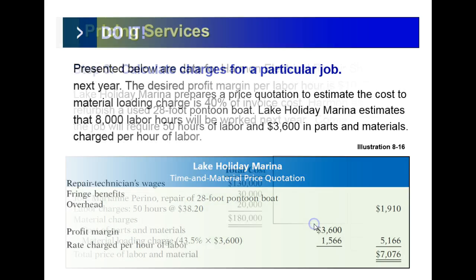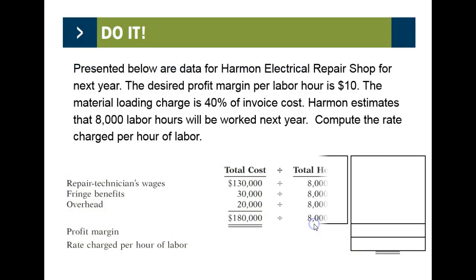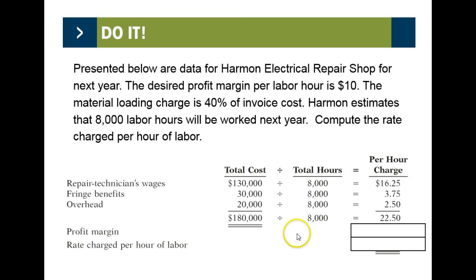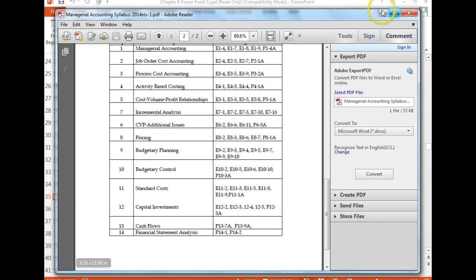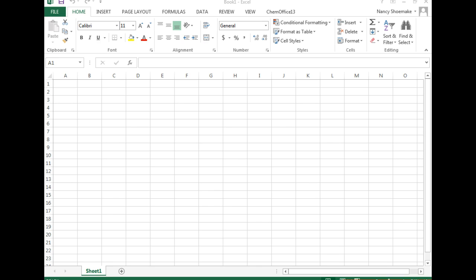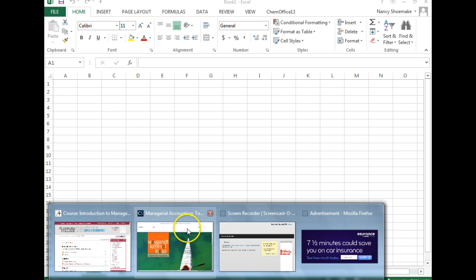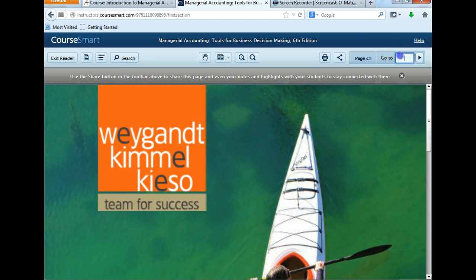I think we need to do some problems. Sometimes that's the best way to learn. Let's look at the first problem, 8.2. What page is that on in the book, guys? 364?